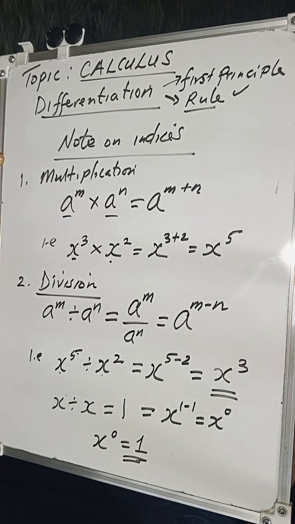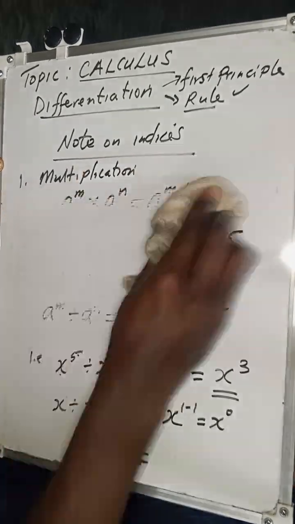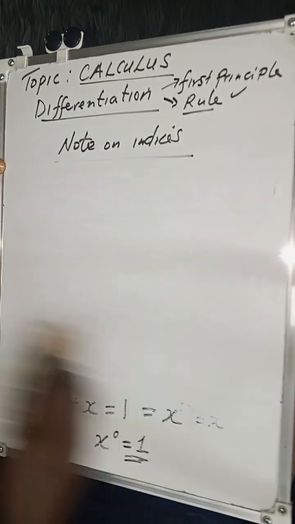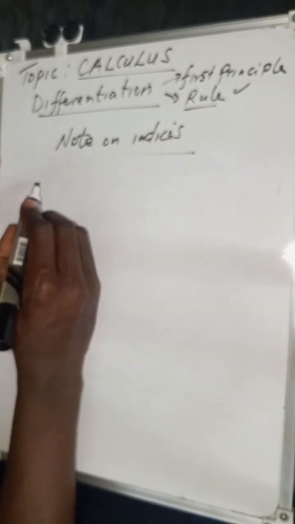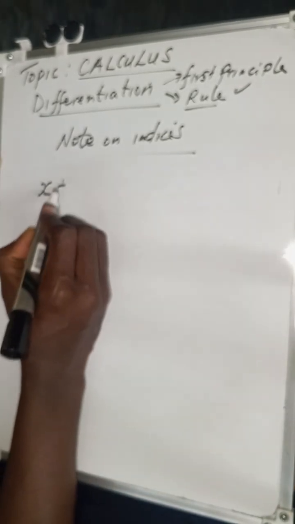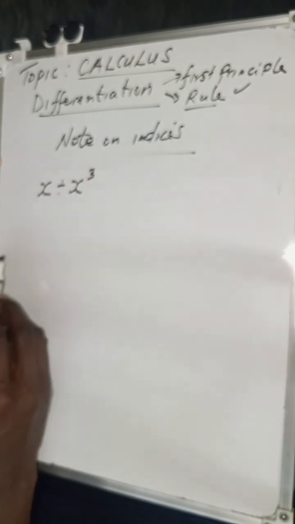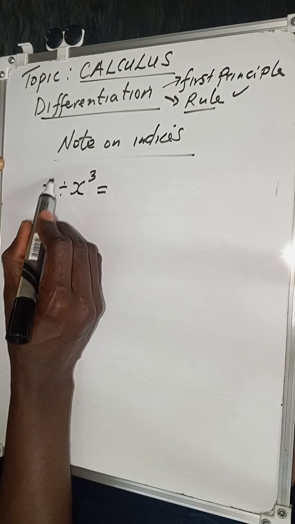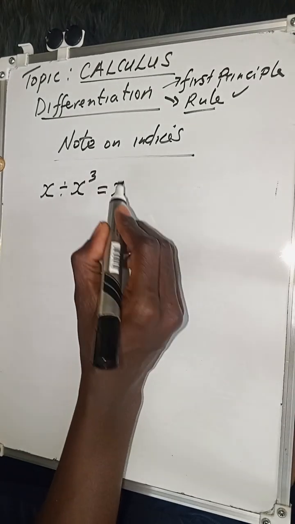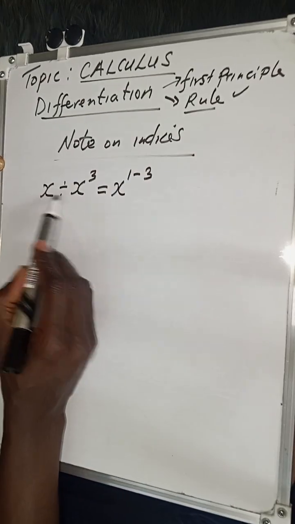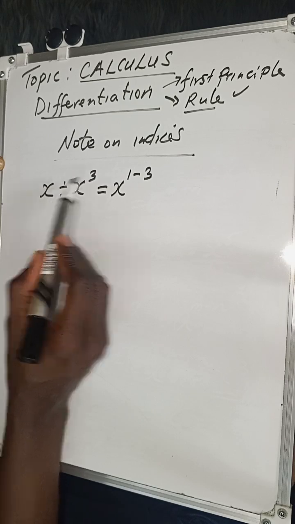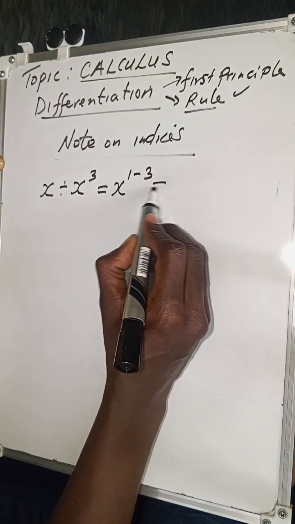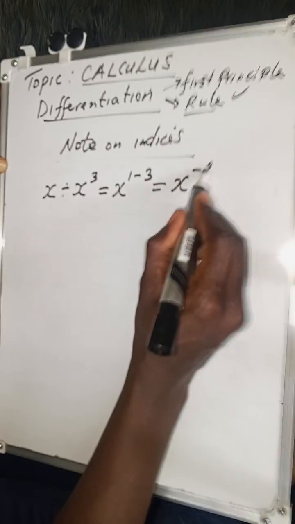Okay, so that is what you need to remember. Another concept we can deal with is a negative index. Suppose I have x divided by x raised to the power 3. How would that be? Well, remember there's a 1 here which you don't write, so it will be x to the power 1 minus 3, because the bases are the same and you're dividing, you subtract. So that is going to give us x to the power minus 2.